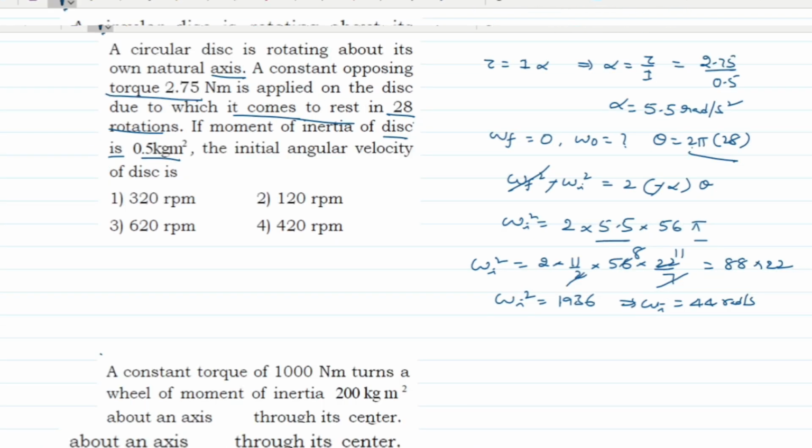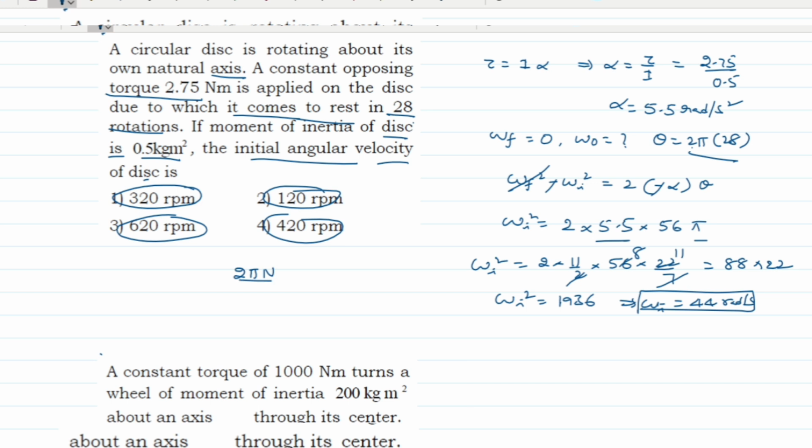Now here, they have asked for initial angular velocity, but in the options it is given as frequency. These are all the frequency values. So how can we calculate frequency in this sense? Omega initial value is 44 radian per second. Omega you can take as 2 pi n by time, and time you can take as 60 seconds, since they are asking per minute. This is radian per second, and 2 pi n by 60 is equal to 44, as given.